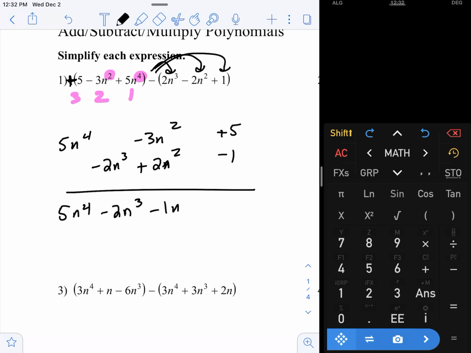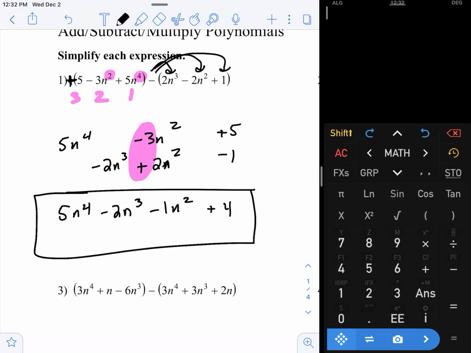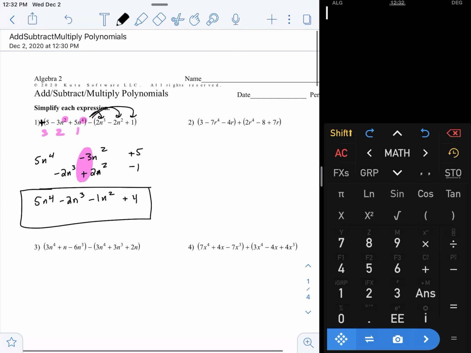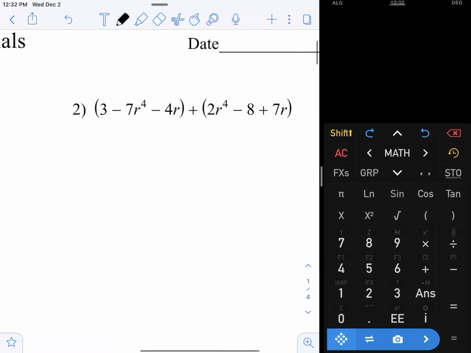minus 1n to the second, because you're going to add negative 3 plus 2. And then 5 minus 1 is plus 4. That's it. So make sure you line them up.